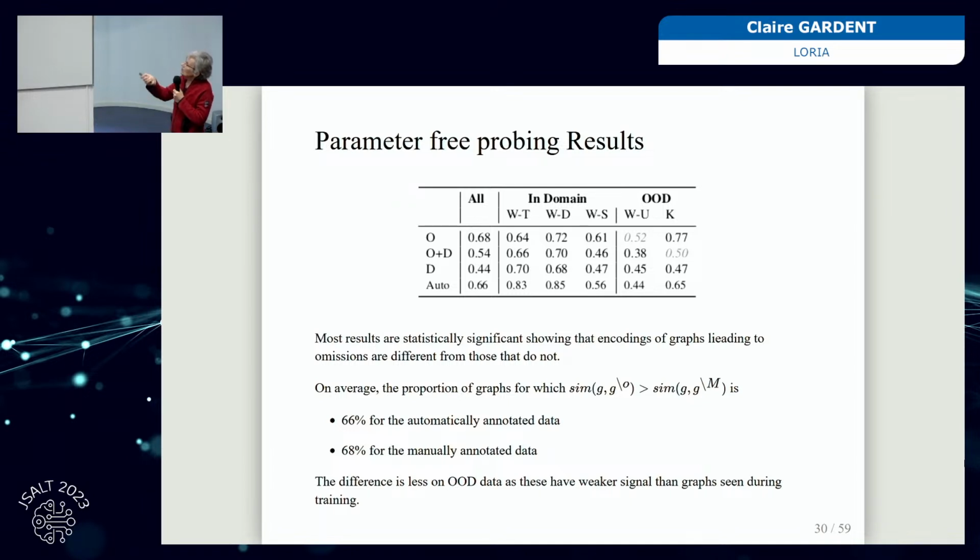And the other interesting thing is that when you are out of domain, on entities that have not been seen at training time, or rarely been seen at training time, again the difference is not so big. Our hypothesis is that since the entities have not been seen, they also have weak signal, a bit like omitted entities.